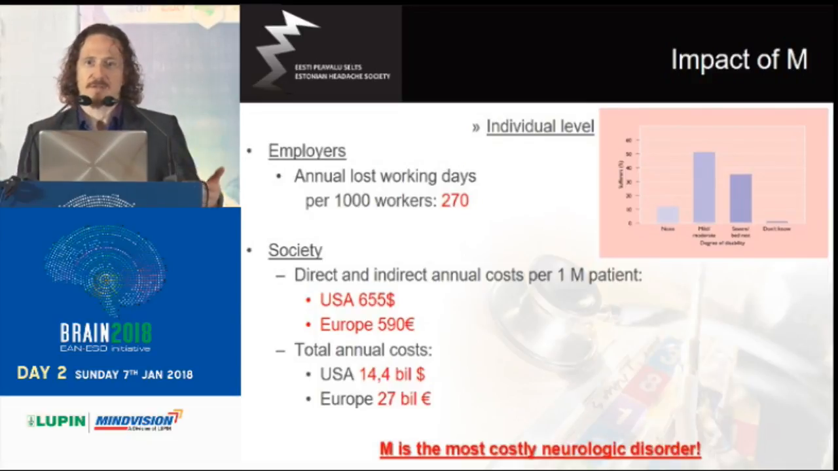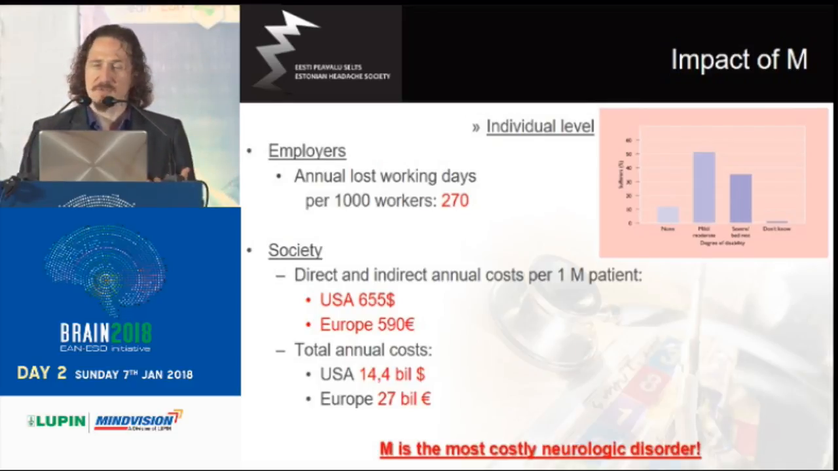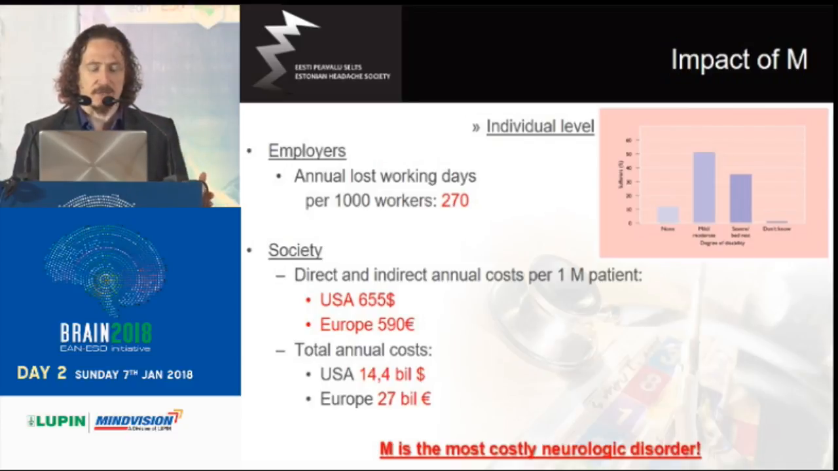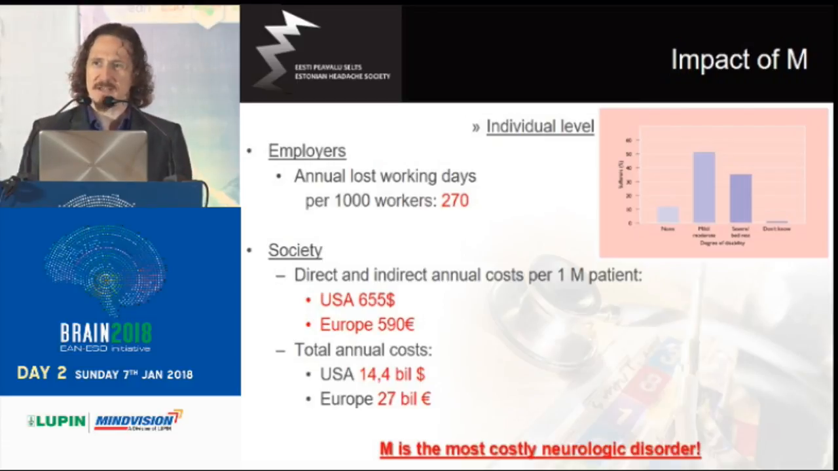Because the prevalence of migraine is the highest in young people. We also know that the impact of migraine is multi-dimensional. I mean, its impact on the individual level, how people are suffering from it, but it also has an impact on employers because, due to migraine, every year employers lose 270 working days per 1,000 workers, and it should make employers actually worried and contribute more into migraine.